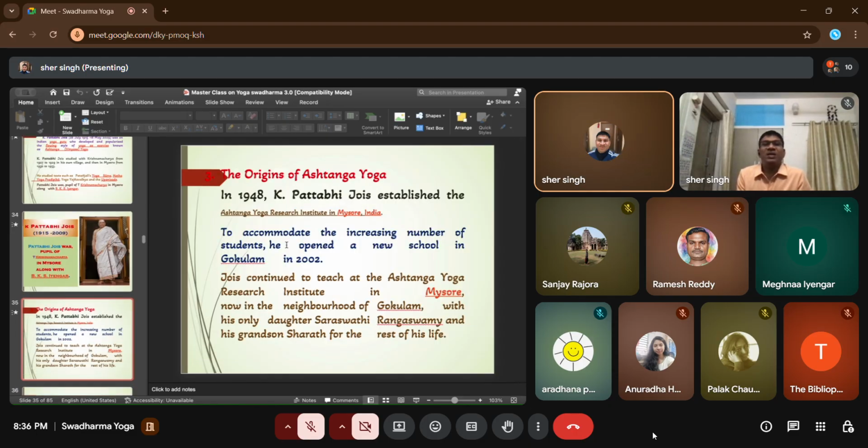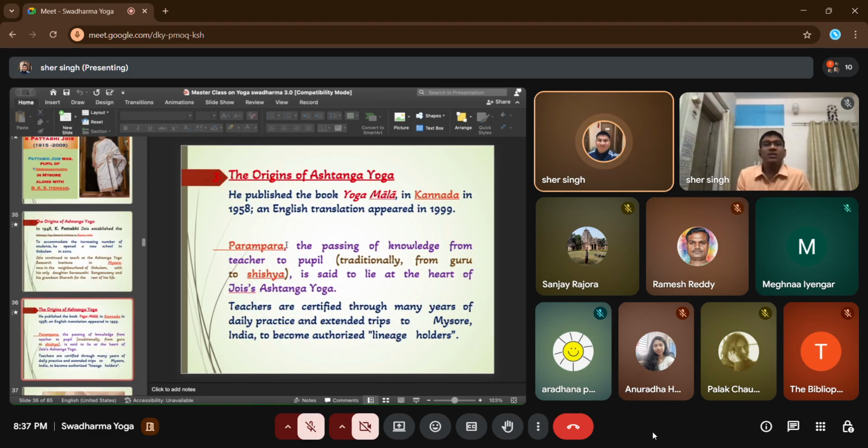In 1948, K. Pattabhi Jois established the Ashtanga Yoga Research Institute in Mysore, India. It is still there to accommodate the increasing number of students. He opened the shala and started teaching there with his daughter and his grandson Sharath Jois for the rest of his life.